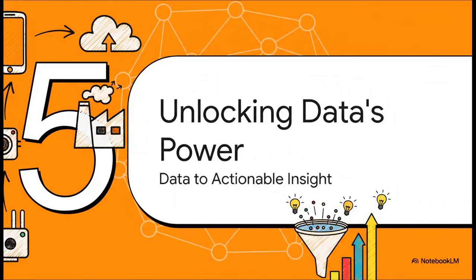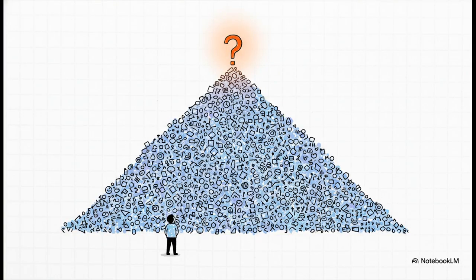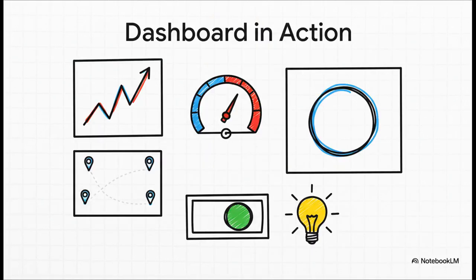Okay, this is my favorite part. The devices are connected, the data is flowing in, it's all organized. Now we get to the payoff, turning all that raw data into something useful, something you can actually act on. And that is the multi-billion-dollar question, right? Having a mountain of data is completely useless if you can't see it, understand it, and ultimately do something with it. So the first step is just being able to visualize it.